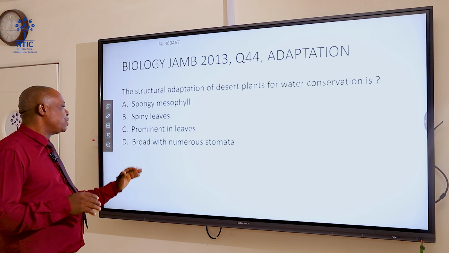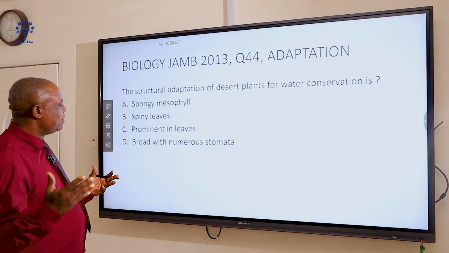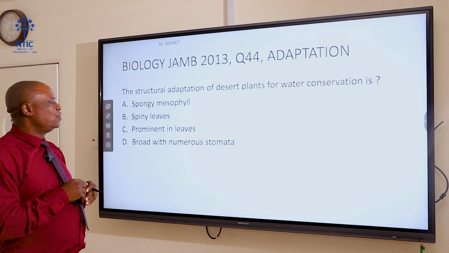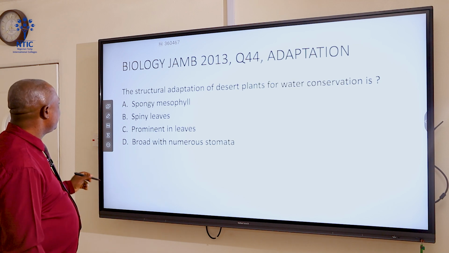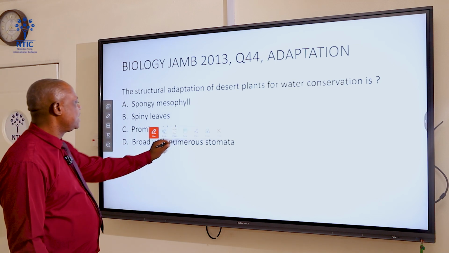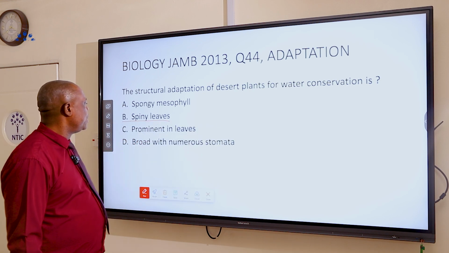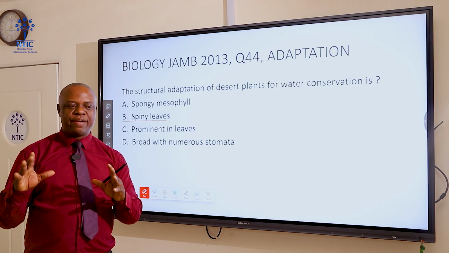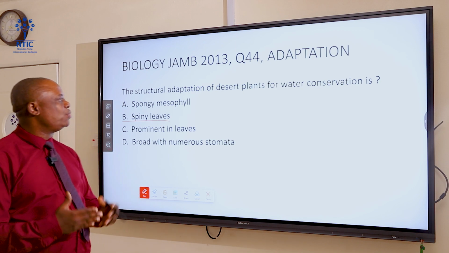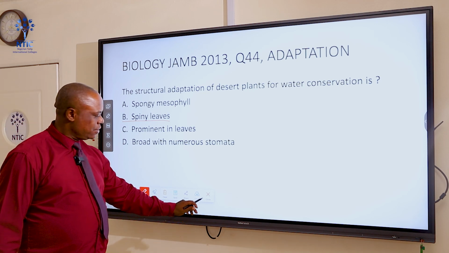Then when they have broad leaf with numerous stomata, that will also help them to lose water. But what will help them to conserve their water is when they have spiny or scaly leaf. So the answer here is option B, when their leaf is modified into spine. It will reduce the water loss through transpiration.